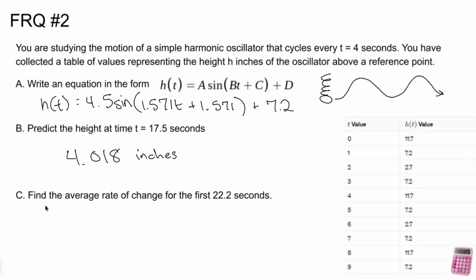All right. Find the average rate of change for the first 22.2 seconds. So the average rate of change formula is going to look like this. What I need to do is run to my calculator, find out what happens at 22.2, then minus, I already know what happens at 0. It's the first 22.2 seconds, so that's going to be 0. So I'm going to take whatever that number is, minus 11.7 over 22.2 minus 0. So let's see what happens when we do all of that.